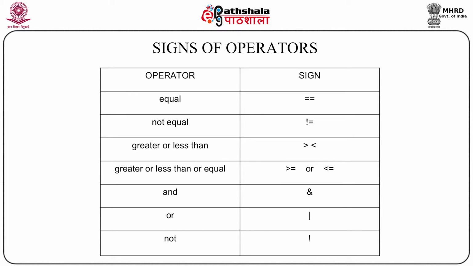When we wish to use the not equal sign, we will use the sign given here in the slide. Similarly, for greater or less than, we will use those two signs. For greater than or equal to, we just add the equals sign after greater or less. For and, we need to use that and sign. And for or and not, we will use these two particular signs.